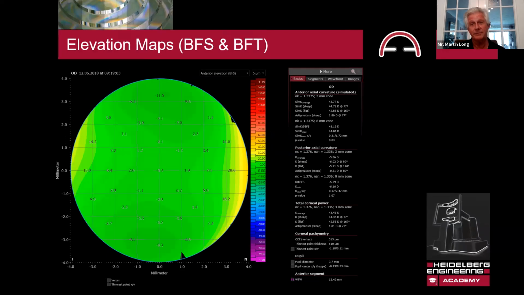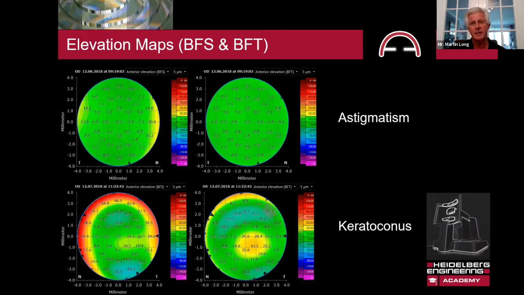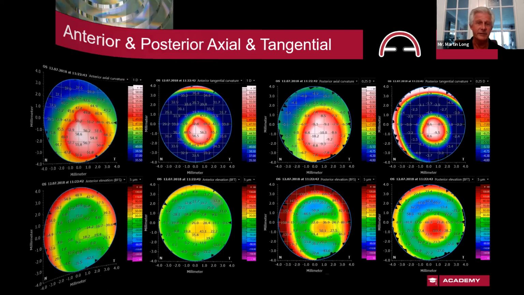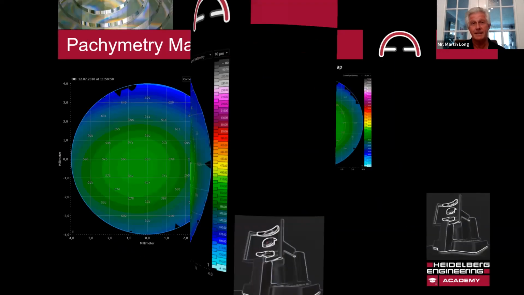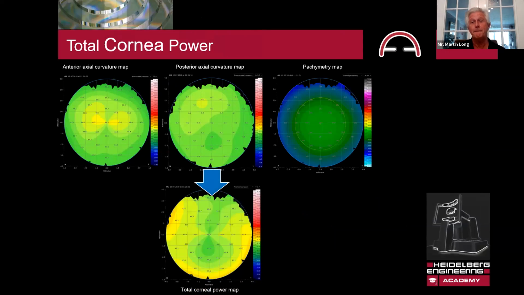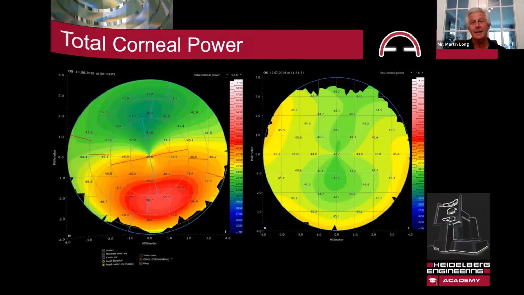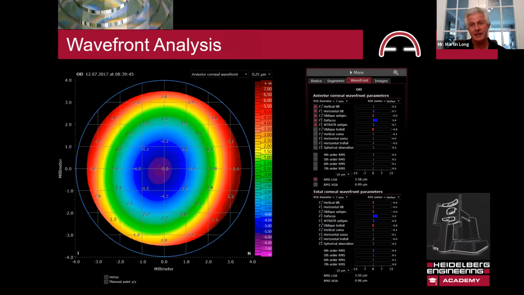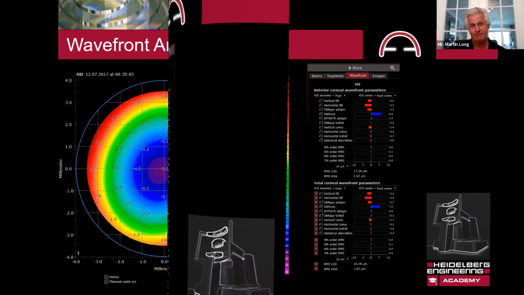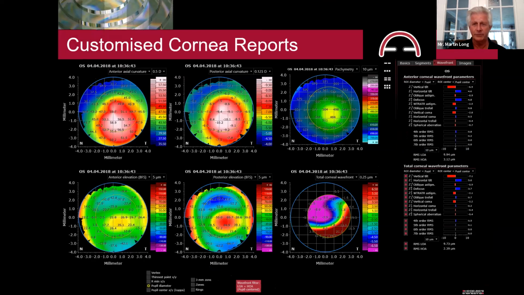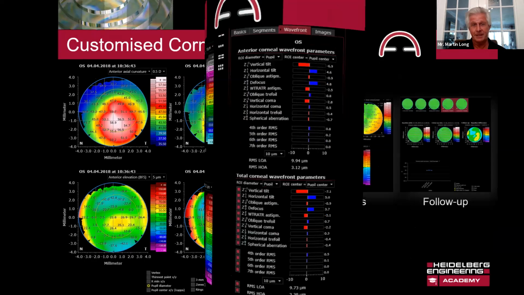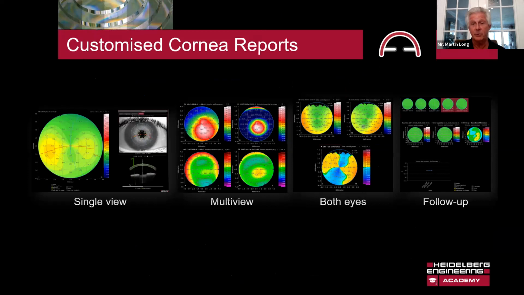Elevation maps. Everything is there that maybe you're used to already with previous devices, so nothing different here. Pachymetry maps, total cornea power, and wavefront analysis. You customize the report how you want to see it. So you can have a single view, you can have a multi-view, you can look at both eyes together, or you can do follow-up.